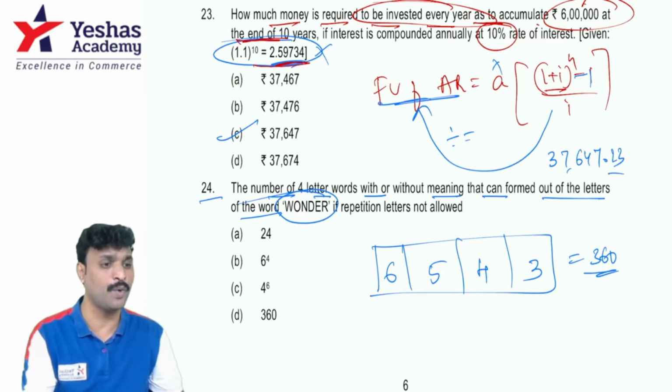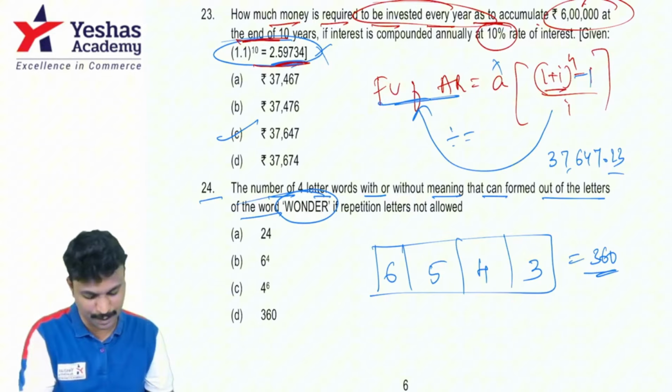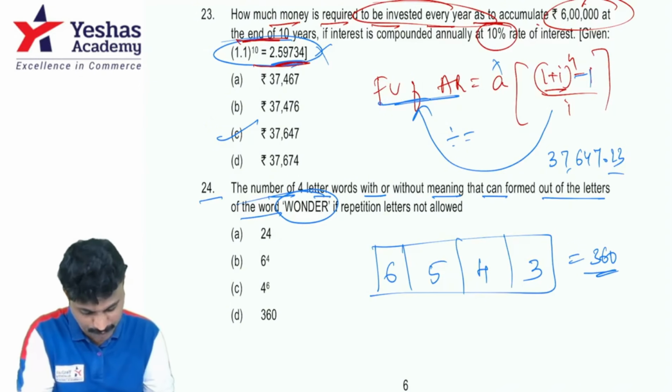Guys, any repetition over here? No letter is being repeated, so obviously I should not divide by anything. Have you all understood? That means option D.